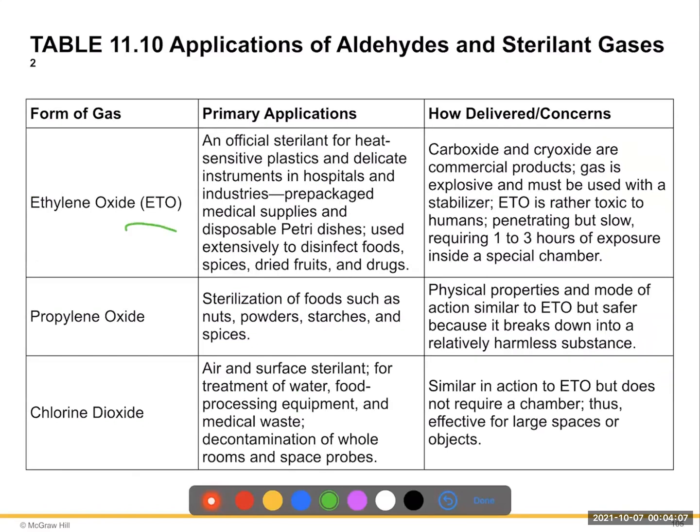ETO, ethylene oxide. Okay. Heat sensitive plastics and delicate instruments used in the hospitals. Prepackaged medical supplies we use. Petri dishes. We use it to disinfect foods, spices, dried fruits, and drugs. Propylene oxide, PO. Okay. Sterilization of foods, nuts, powders, starches, and spices. Chlorine dioxide. Okay, is an air and surface sterilant. Treatment of water, food processing equipment, medical waste, decontamination of whole rooms, and space probes.